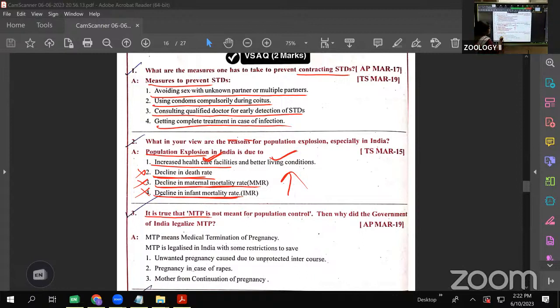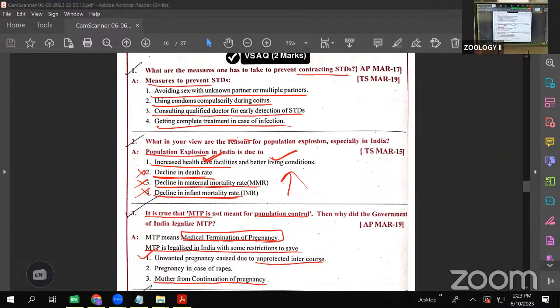MTP means medical termination of pregnancy. It is meant for population control. The MTP is legalized in India with some restrictions and rules. Unwanted pregnancy caused due to unprotected intercourse, and also when the mother cannot continue the pregnancy, these are the main causes for medical termination of pregnancy. Only within this time can they do it.